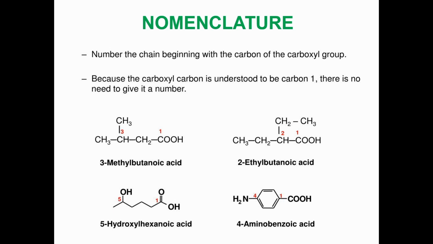So in the first structure, my alkyl, which is methyl, is on carbon number 3. And the number of carbons is 4, making it but-. So I call it 3-methyl butanoic acid. I will not say 3-methyl butan-1-oic acid. No, it is not that in naming carboxylic compounds.